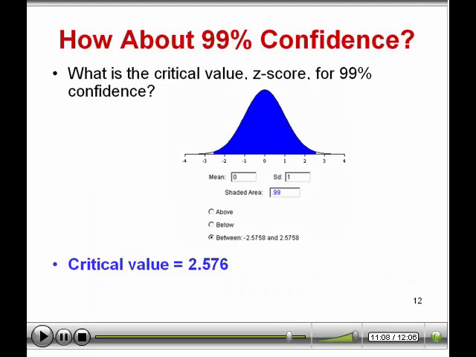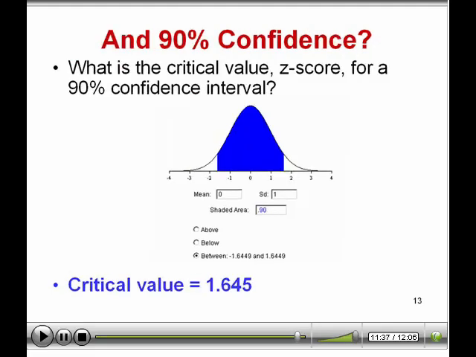All other critical values are simple. To find a 99% confidence interval, we will need the 99% critical value. We'll use the calculator, select between, and specify the shaded area this time as 0.99. The critical value that is displayed is 2.576. For 90%, we do the same thing, and the critical value is 1.645.